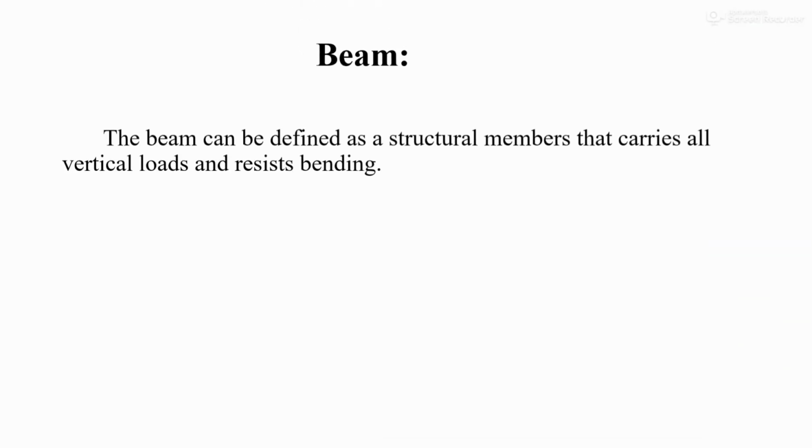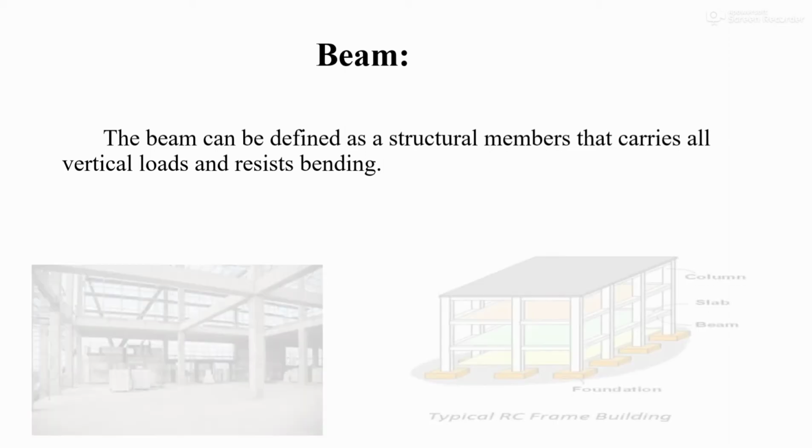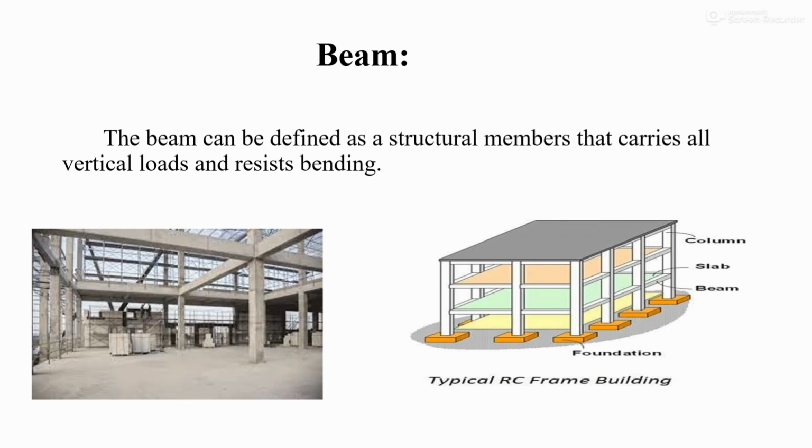So moving to the next component, beam. Beams can be defined as structural members that carry all vertical loads and resist bending. So beam is a horizontal member which takes loads and transfers them to the supports. See here, the loads coming from the slabs will all be taken by the beams and it will transfer them to the columns.